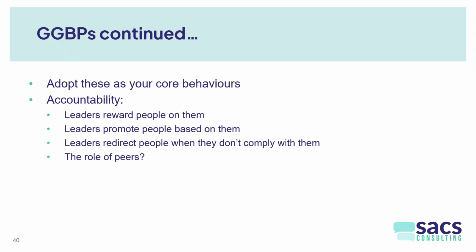So once you've created this group-generated behaviour protocol, you can adopt those as your core behaviours. Accountability: leaders reward people on them, leaders promote people on them, leaders redirect people when they don't comply with them. And it also gives rise to the role of peers. What we mean by that is that when you have a clear group-generated behaviour protocol that's been voted up from within the group of employees, it can encourage people to give each other congratulations and or guidance when things need to improve.